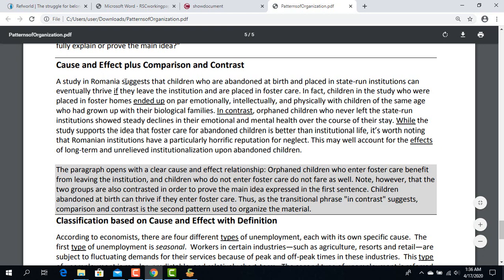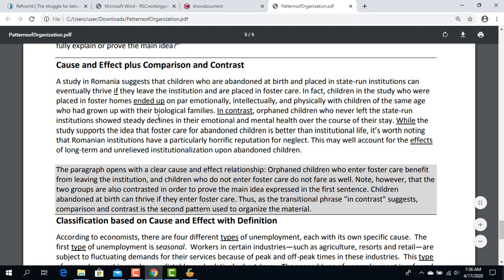So here we have what? Oh, sorry, I have something else. So while the study supports the idea that foster care for abandoned children is better than institutional life, it's worth noting that Romanian institutions have a particularly horrific reputation for neglect. This may well account for the effects of long-term, etc.